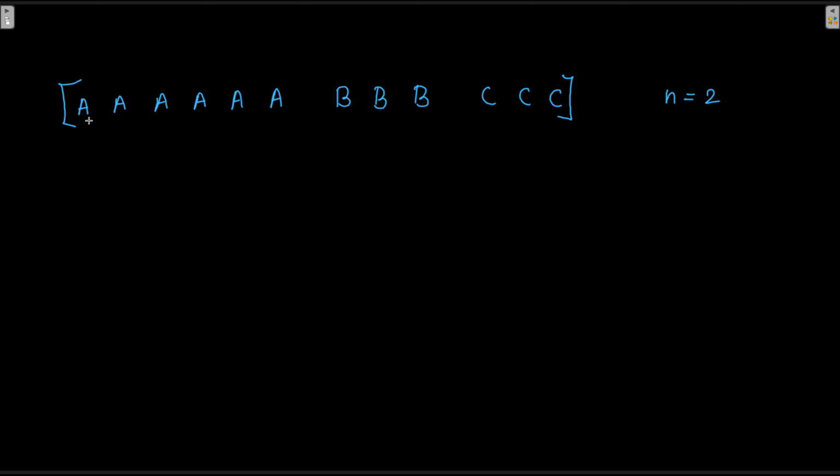So this is the array that we are given, and n over here is given as 2. To solve this question, what we essentially need is the frequency of all of these tasks. We actually don't care what the name of the task is. All we care about is that A is different from B and B is different from C. And as long as we have the quantity of these different tasks, we can solve this question.